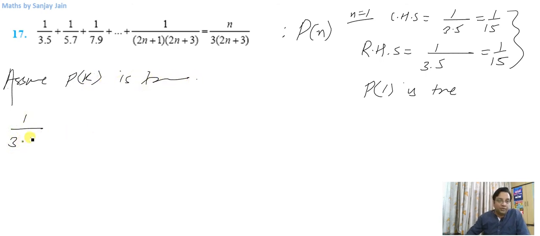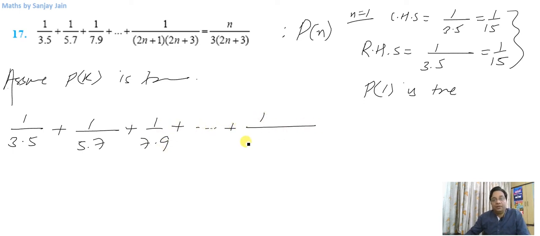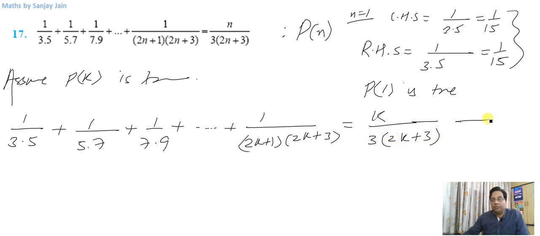So 1 upon 3 into 5 plus 1 upon 5 into 7 plus 1 upon 7 into 9, and so on till 1 upon (2k plus 1) into (2k plus 3), is equal to k upon 3(2k plus 3). So this is my inductive hypothesis, or the statement P(k), which I have assumed to be true. Now using this I need to prove P(k+1) to be true.